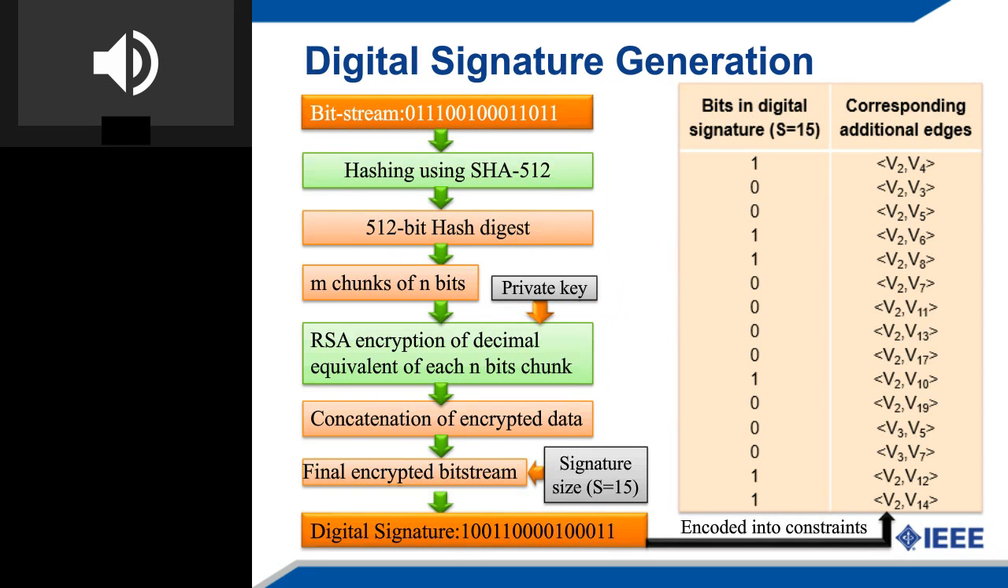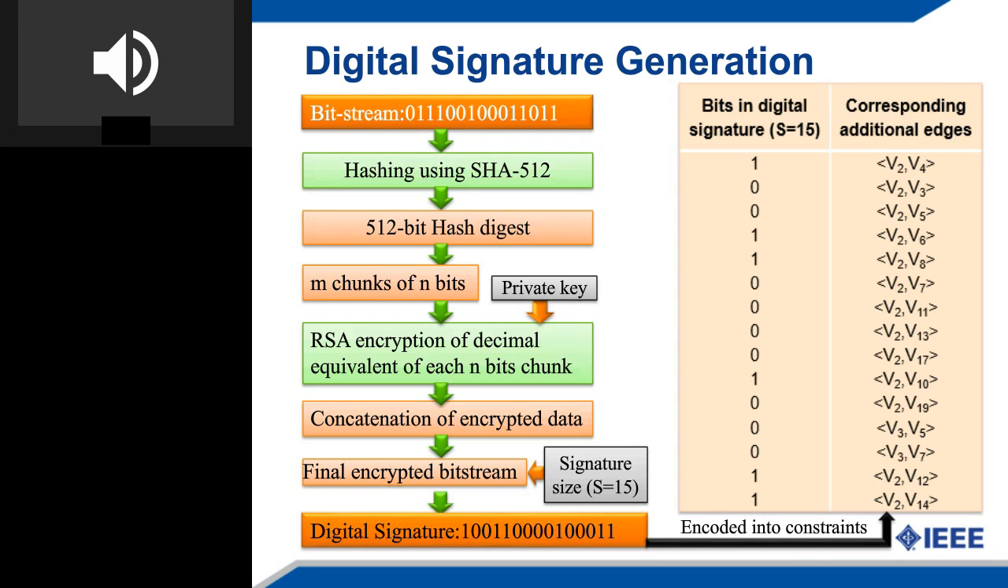Now let me talk a little bit about how to actually convert that binary bitstream representation into its corresponding additional edges. For example, if you have a bitstream of 0, 1, 1, 1, and so on till 1, 1, then you perform hashing using SHA-512 and generate the 512-bit hash digest, which is further divided into m chunks of n bits. Then you perform RSA encryption of the decimal equivalent of each n-bit chunk using the private key of the RSA, followed by concatenation of the encrypted bits, and finally the encrypted bitstream is used for generating the digital signature post truncation.